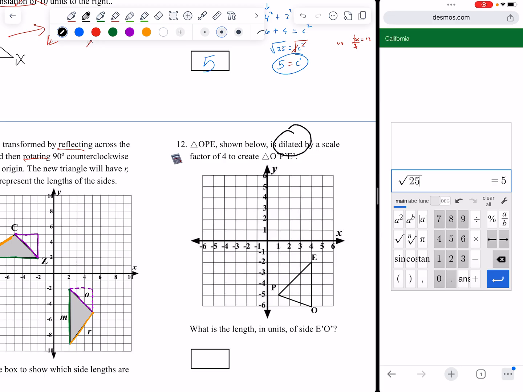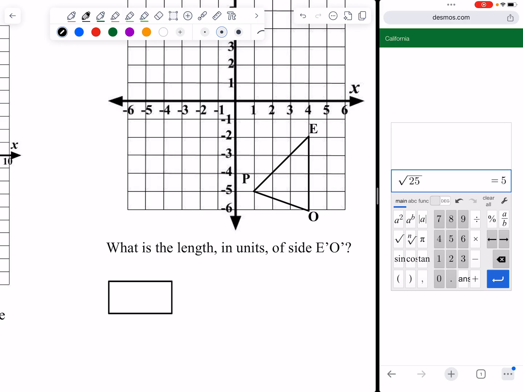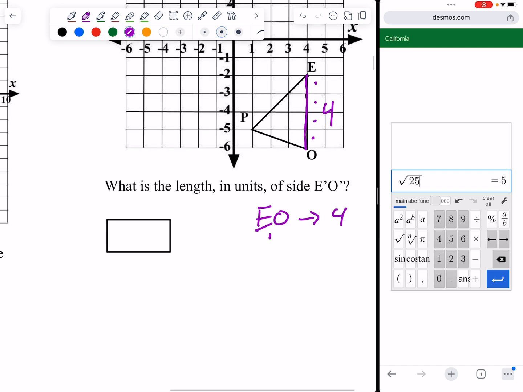Okay, so it got bigger or smaller by a scale factor of 4. So you need to multiply by 4. Okay, it got bigger. What's the side length in units of EO prime? So here it is. There's my EO. 1, 2, 3, 4. So if my EO was 4, how did you get to E prime O prime? Well, I multiplied by 4, right? I dilated. So if I do this to the 4, that means that this one has to be 16. There, not that hard. Okay, not that bad.